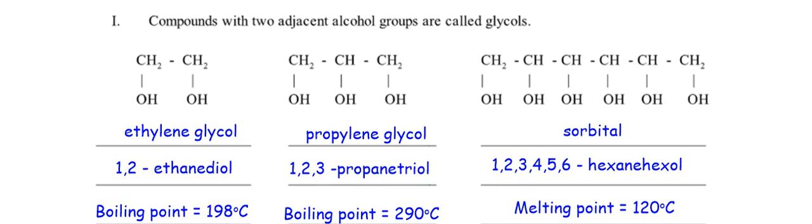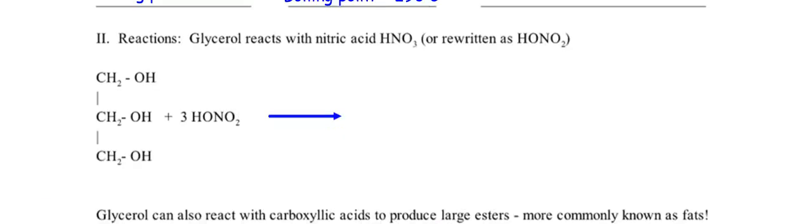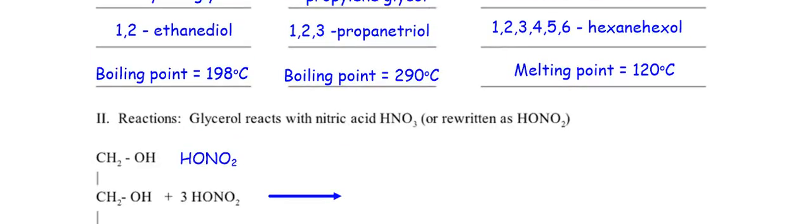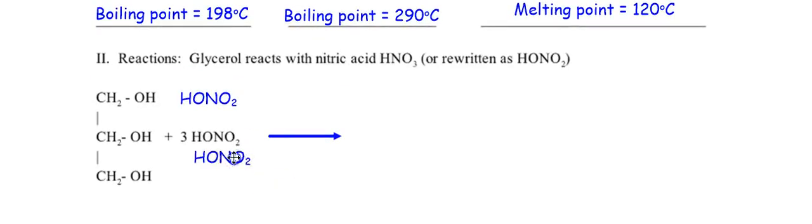All right, let's go down to the reactions. So glycerol, which has those three carbons, notice I wrote it this way instead of going across horizontally. I wrote it vertically. Why would I do that? Well, let me show you why. Glycerol reacts with nitric acid, which I'm going to rewrite as HONO2. So it can react with one here and one here, and one here.